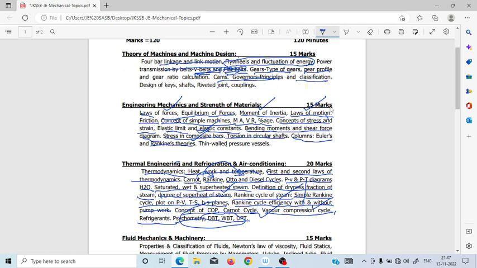The machine design portion is very important. Students eliminate this and take this machine design portion very lightly. We will discuss important questions on the design of shafts. We will discuss keys, riveted joints, and couplings, like flange couplings and muff couplings. After that, we will be discussing the fluid portion.